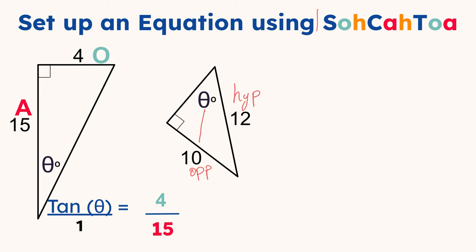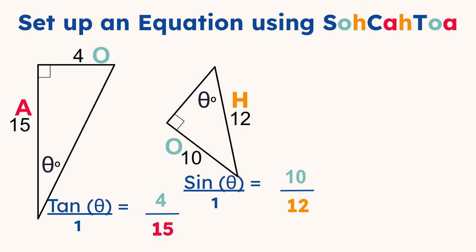For this problem, since I've got opposite and hypotenuse, I'm going to set up a sine problem. So the sine of theta is equal to my opposite, which is 10 in this case, over my hypotenuse, which is 12 in this case. Go ahead and copy that one onto your worksheet.